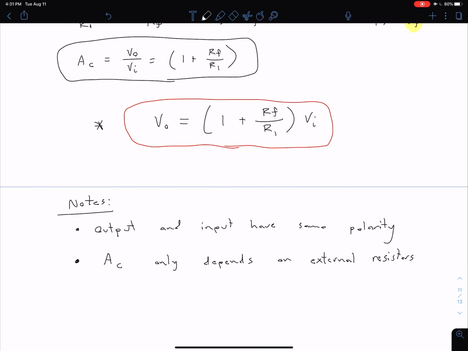Okay, so that's all for our non-inverting amplifier. We're going to look at a couple more configurations before looking at some more numerical examples.